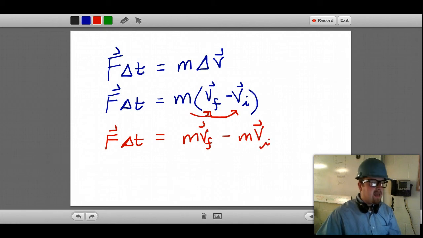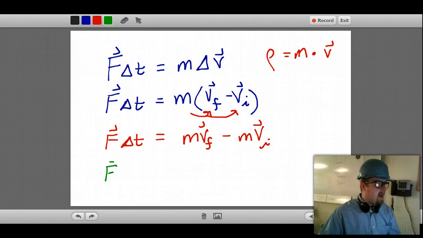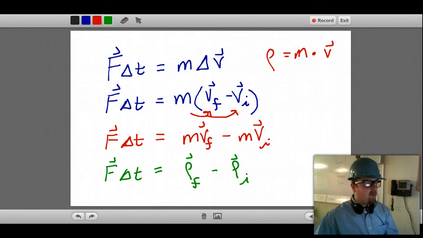However, mv is momentum. Momentum is equal to mass times velocity. So really this is momentum final and this is momentum initial. So you end up with the final form of the equation, F delta T equals momentum final minus momentum initial. These four representations of this equation can be very useful to you. So I highly recommend that you star or take a picture or screen capture this particular slide in general, just so you have it and maybe put it in your notes.